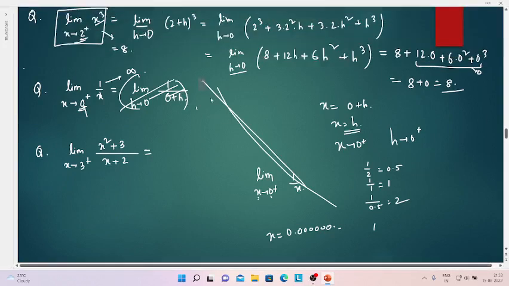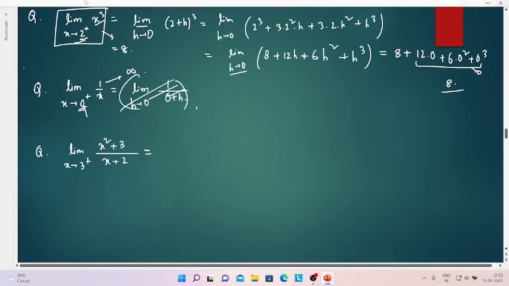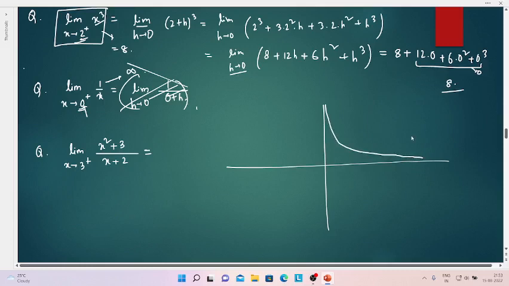So can you please tell me what is the graph of 1 by x? Basically, the graph of 1 by x, in the positive region, looks almost like that, when x is positive. And when x is negative, it will look similar, like that. This is the graph of 1 by x, right? Am I right or not?